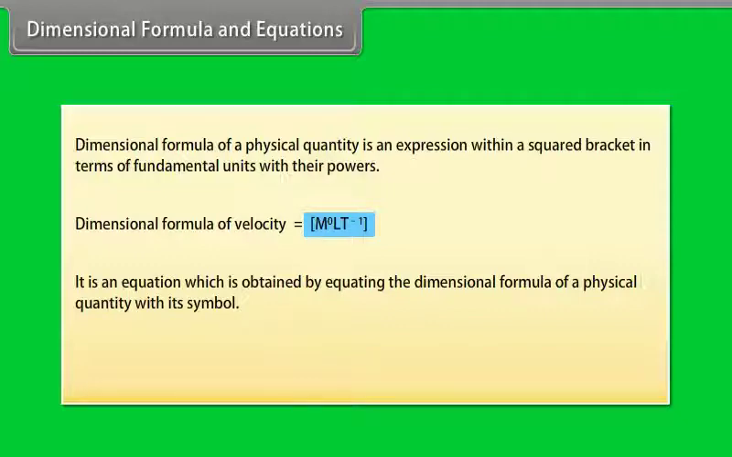A dimensional equation is obtained by equating the dimensional formula of a physical quantity with its symbol. Let us take an example. The dimensional equation of velocity is V equal to [M to the power 0 L T to the power minus 1].